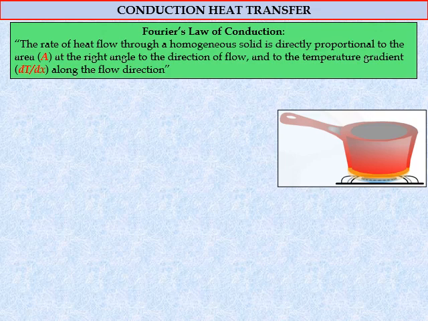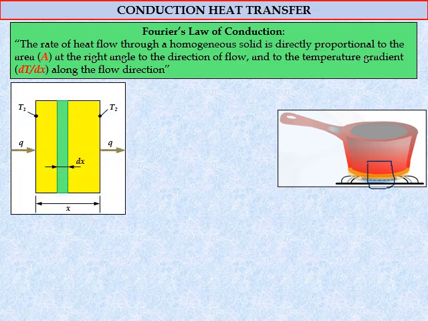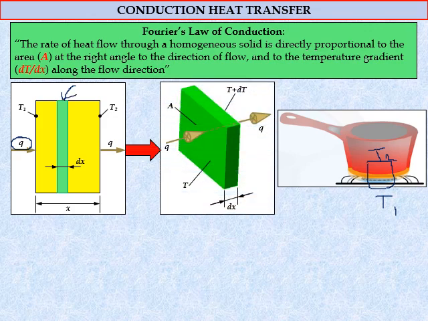If we take a small portion of this pan and redraw it like this, we can say that the bottom part is T1, which has the higher temperature, and T2 has the lower temperature. Why do I say T1 has the higher temperature? Because of the direction of the heat Q, from T1 to T2. So we take a portion of this, and then another portion, this green area here, and redraw it like this in three dimensions.